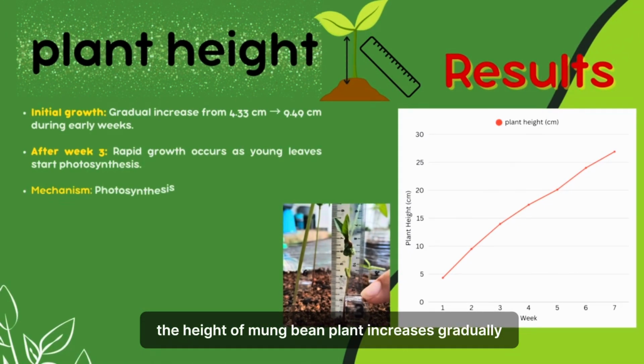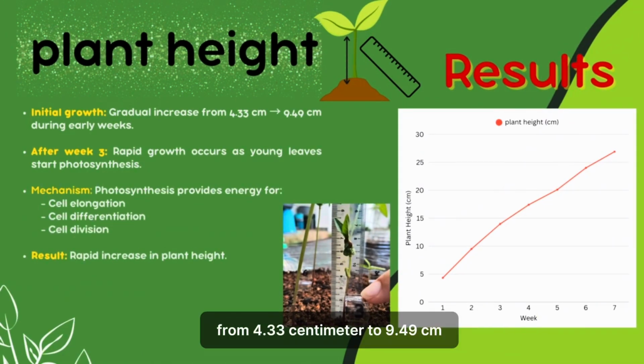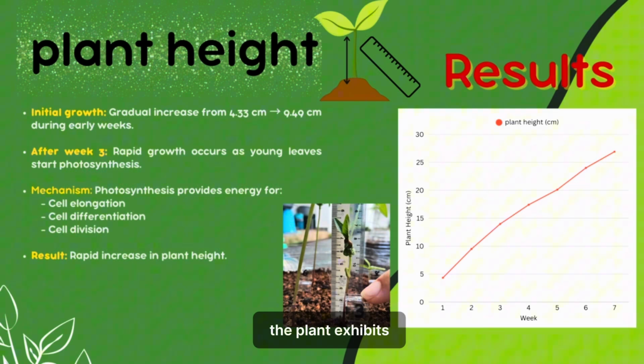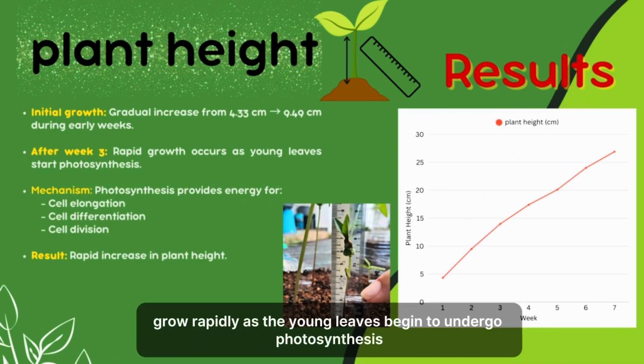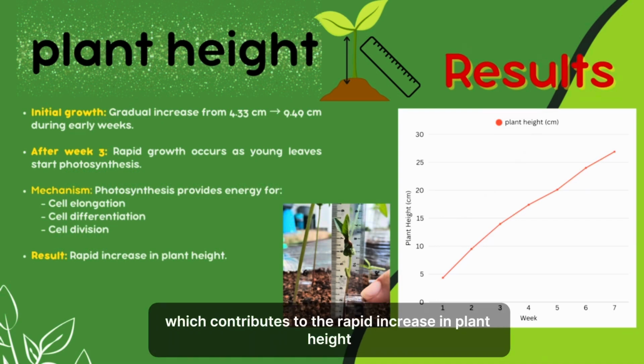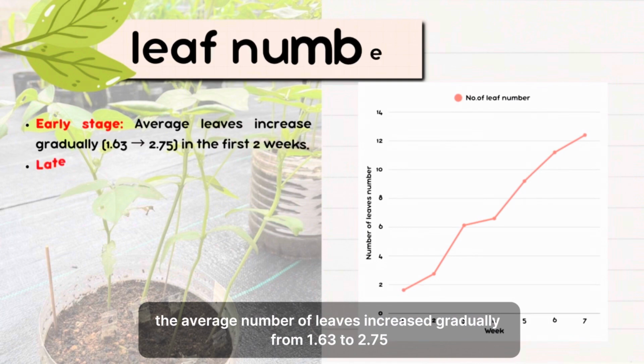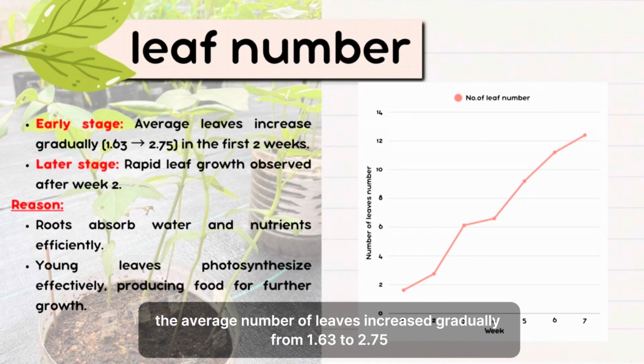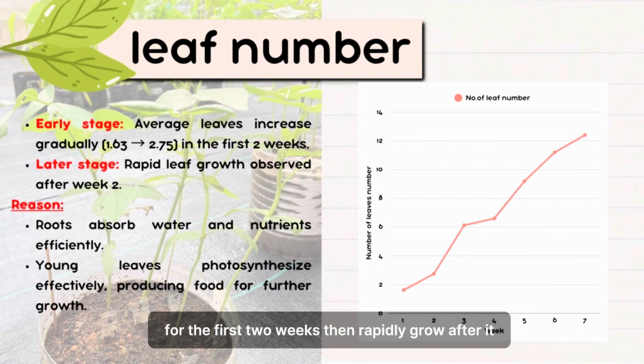The height of mung bean plant increases gradually from 4.33 cm to 9.49 cm during the initial weeks. After the third week, the plant grows rapidly as the young leaves begin to undergo photosynthesis. This process produces more energy, promoting cell elongation, cell differentiation, and cell division, which contributes to the rapid increase in plant height.